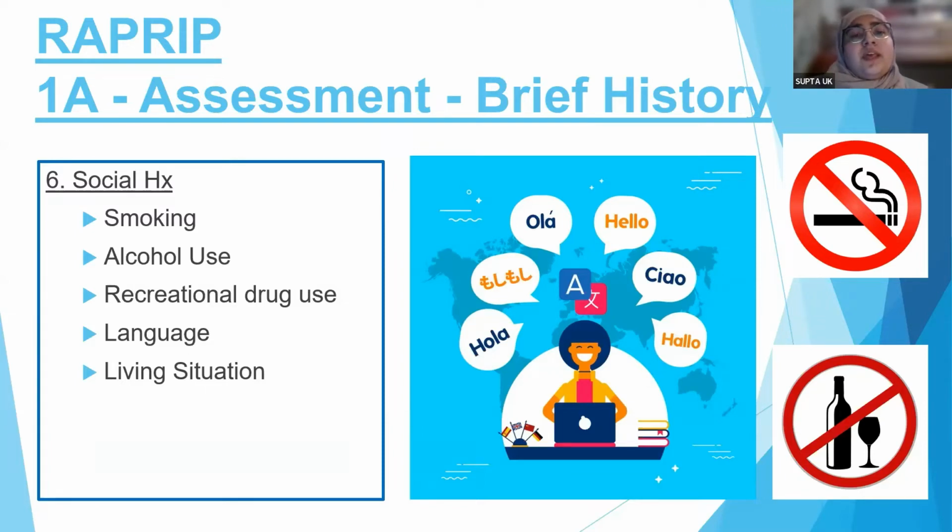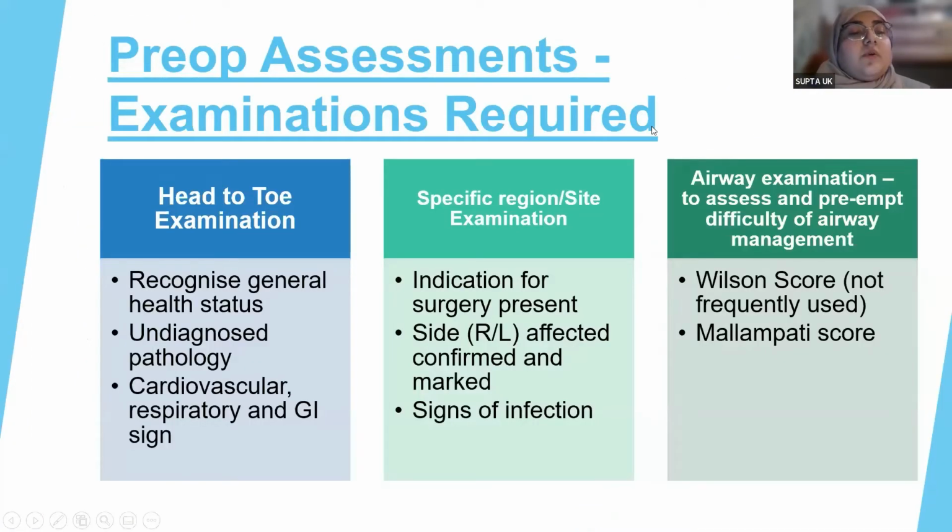Okay. Now we're going to move on to examinations that are required. I've split it into three key examinations. You basically need to do a head-to-toe examination, a general one, to identify any underlying undiagnosed pathology present. That includes the cardiovascular, respiratory and GI signs that you're looking for.